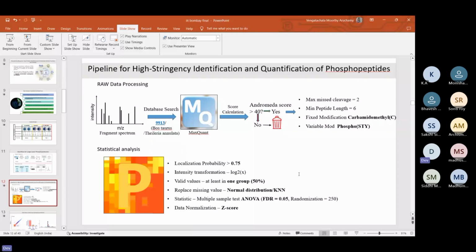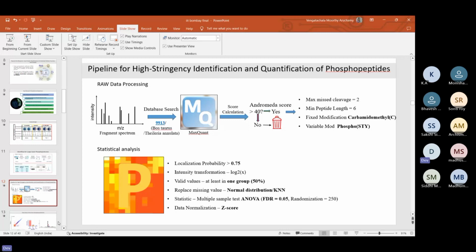Then we replaced the missing values using normal distribution or KNN. And to identify ANOVA significant proteins, we used FDR 0.05 and randomization of 250. And the data normalization was done using Z-score.